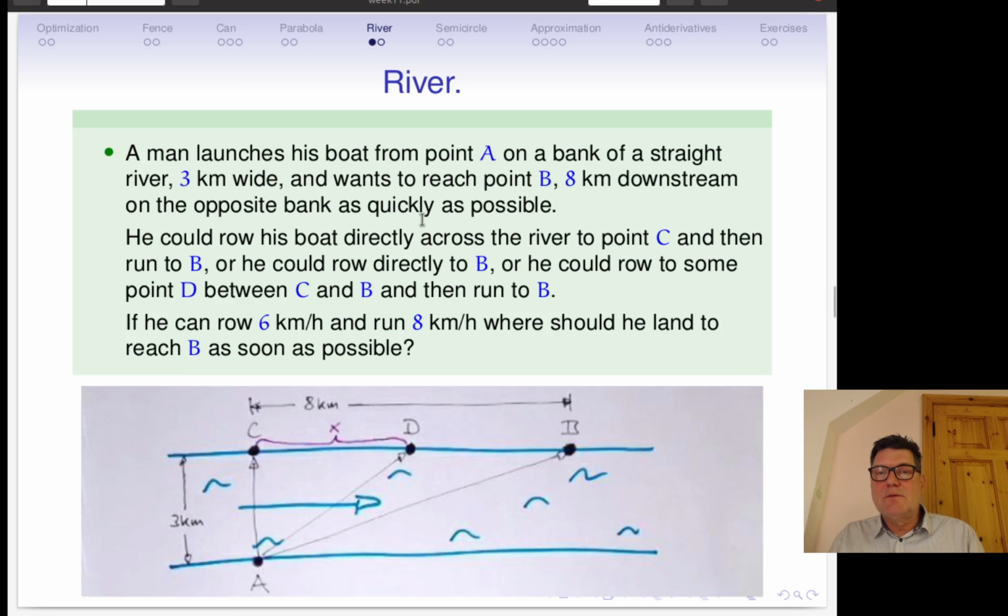Again, we start with a sketch. There's your river in blue, flowing to the right. Now, for the solution, since there's no information given, we'll ignore the flow of the river completely.